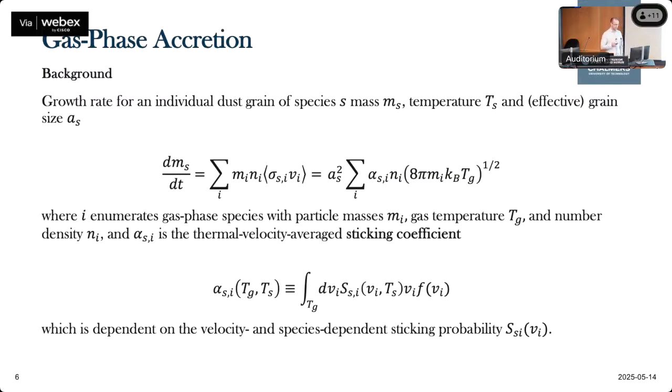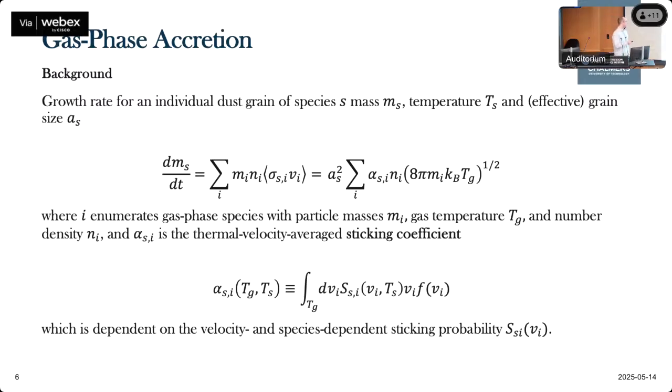Right, so just a bit of background on this first process that I'm going to talk about, the gas phase accretion. You can write down the growth rate of an individual interstellar dust grain due to this accretion process as a sum over all gas phase species, labeled by i, of the product of the individual particle mass, their number density, and the velocity averaged cross-section. Then, assuming Maxwell-Boltzmann and that the grains are compact spheres, you get something like this, for which there is this factor which we call the sticking coefficient.